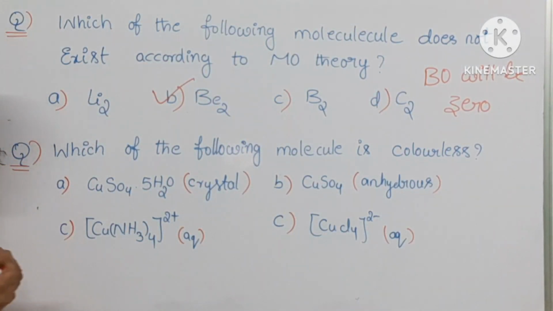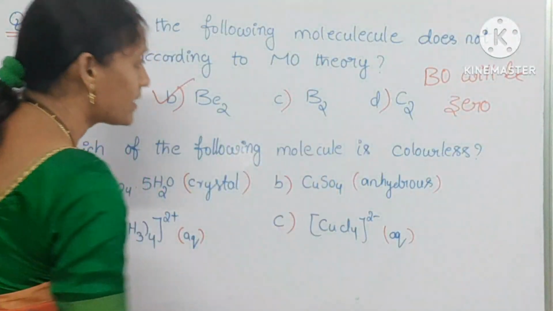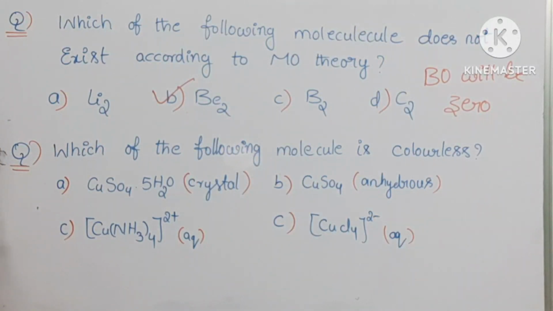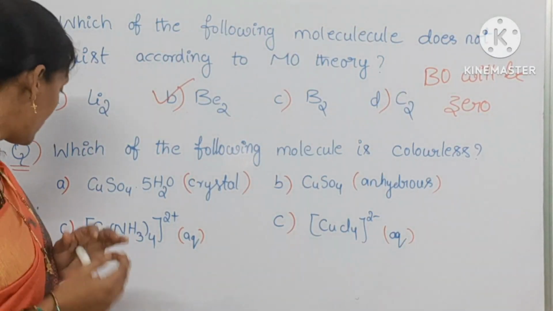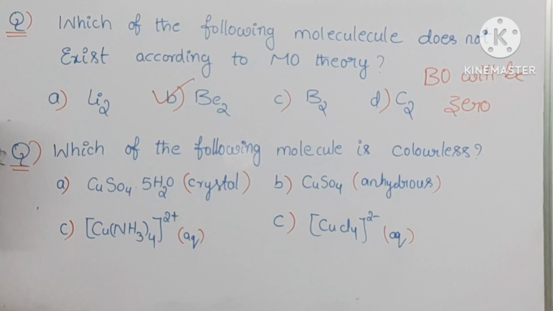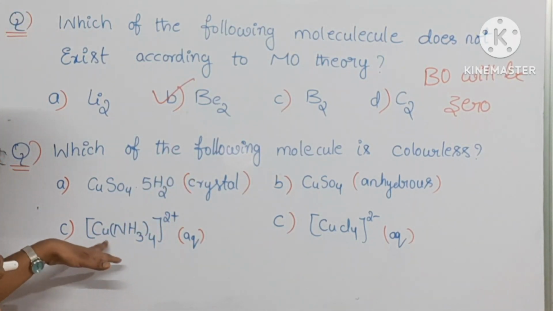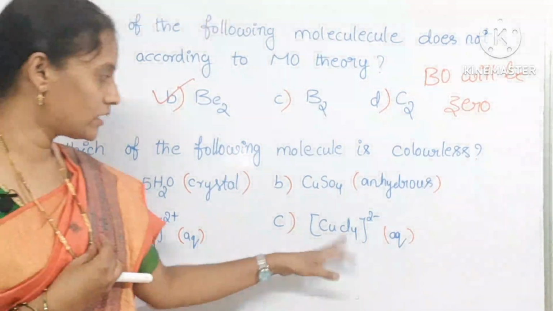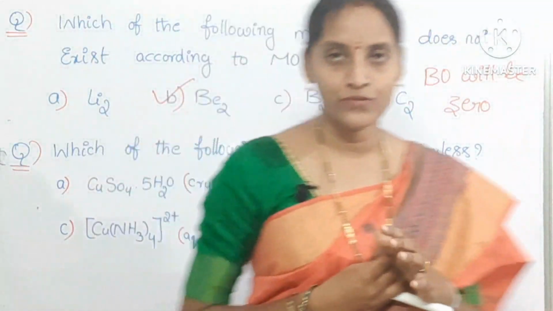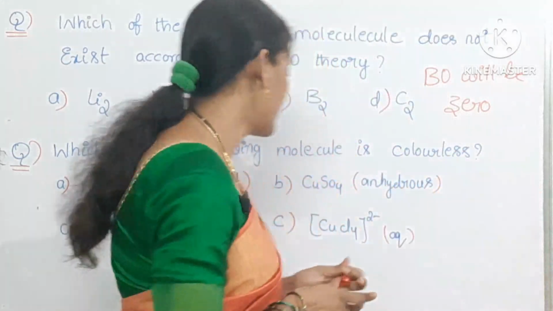Next, second question, you can see which of the following molecules is colorless. Here the options are CuSO4 5H2O, CuSO4 anhydrous, next Cu(NH3)4, CuCl4. If you see all these four options, the second one is your answer.